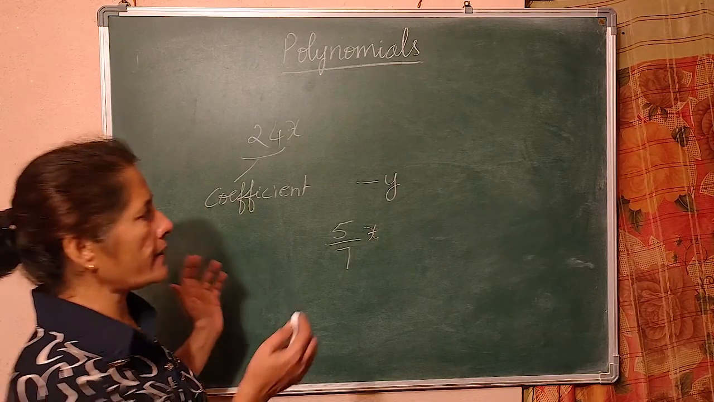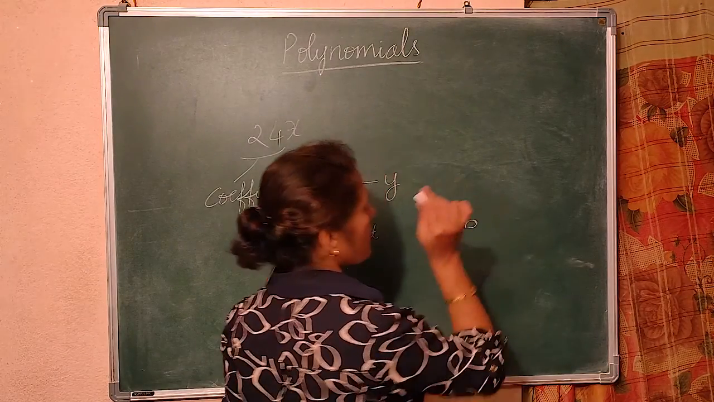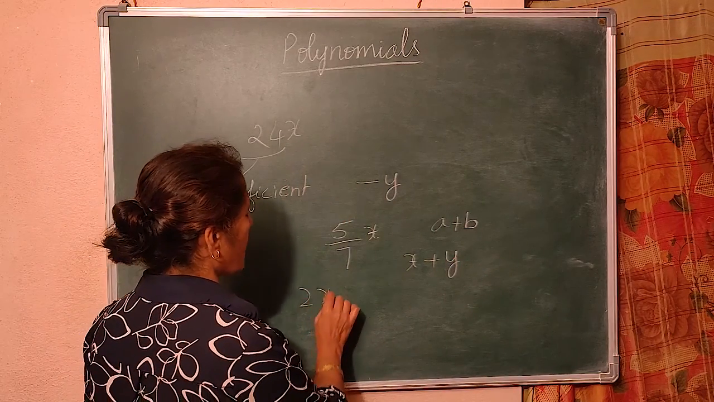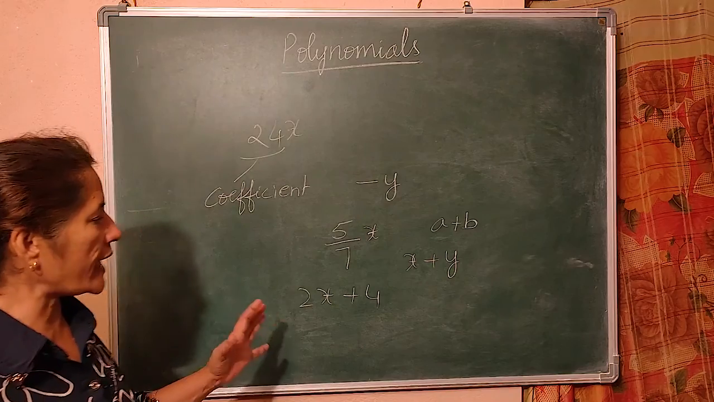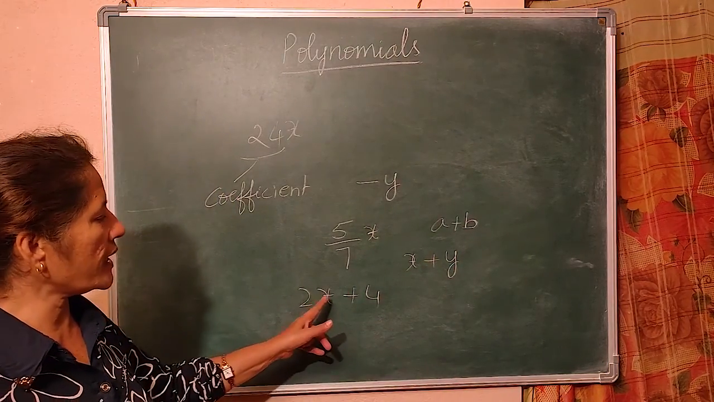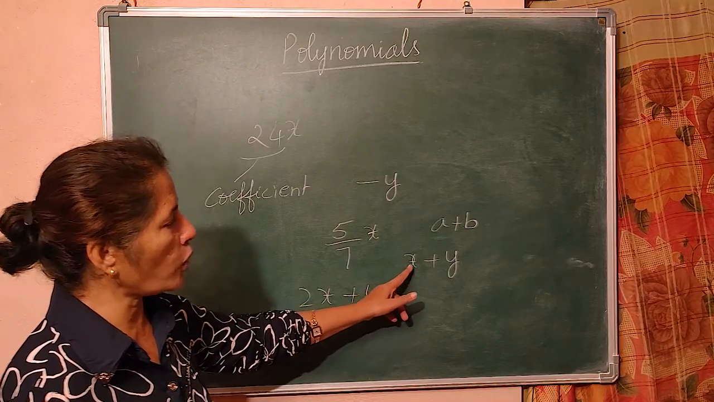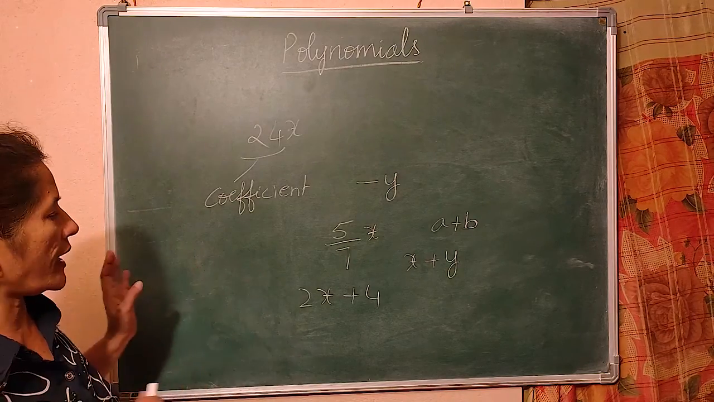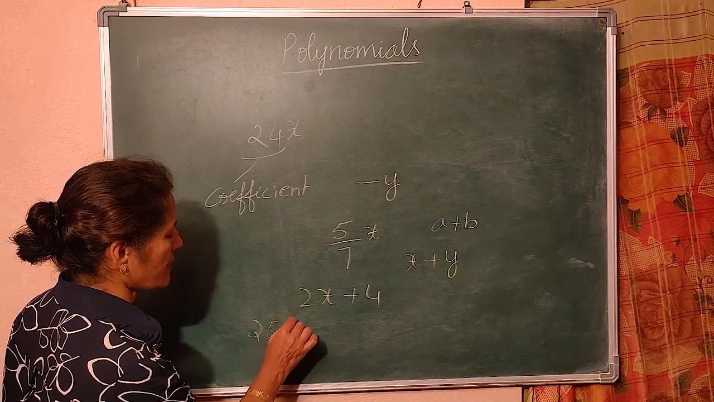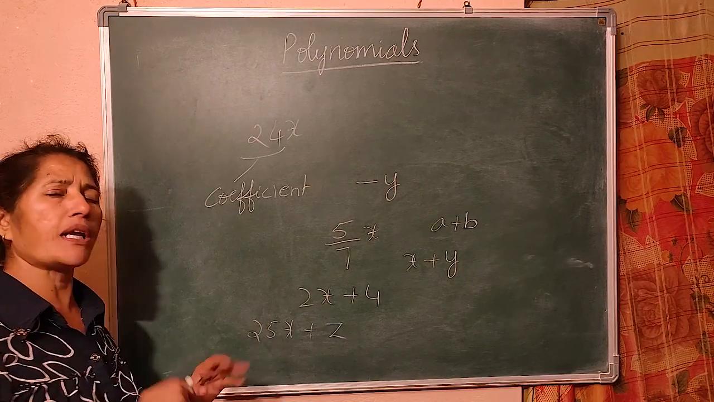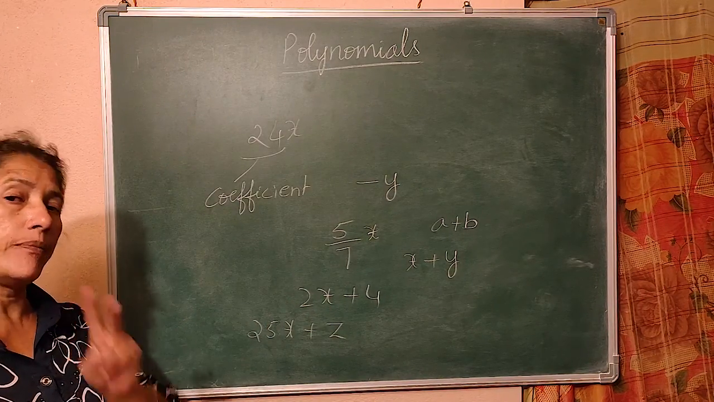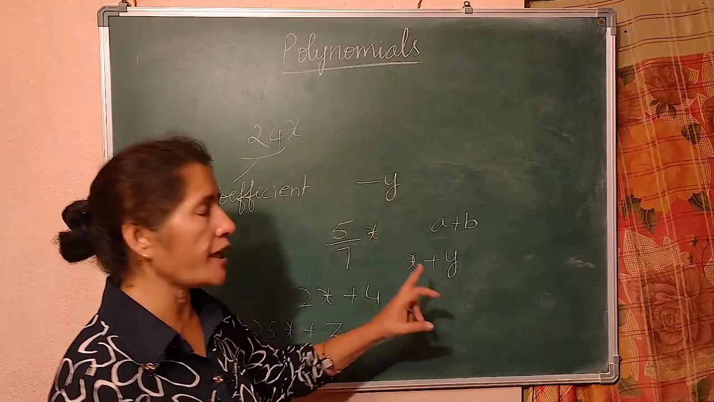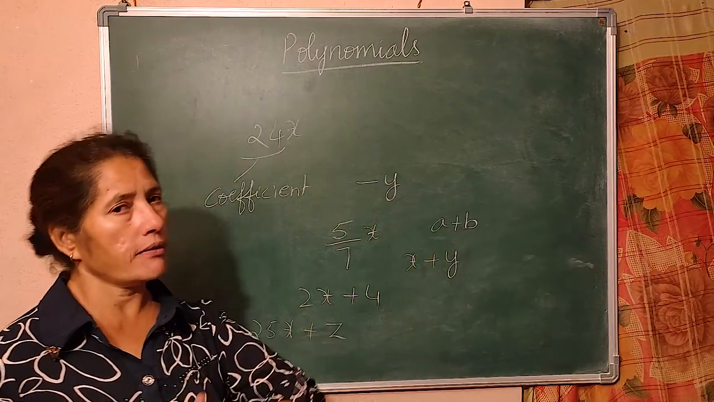What is binomial? a plus b, binomial, x plus y, binomial, 2x plus 4, binomial. So there are two terms. See here, plus constant. Here both are variables. Here both are variables. You understand? Anything. If I write down 25x plus z, is it a binomial? Yes. But how many variables are there? Two variables. Here how many variables are there? One variable. Here how many? Two. Here how many? Two.